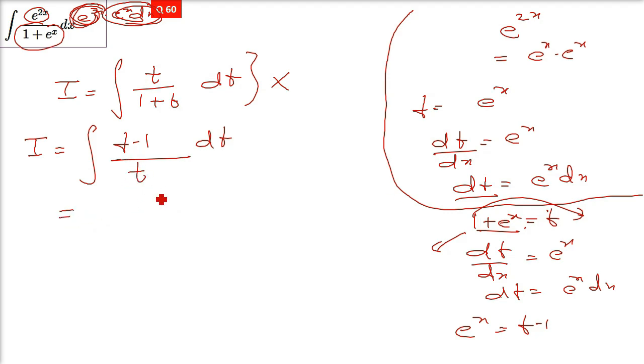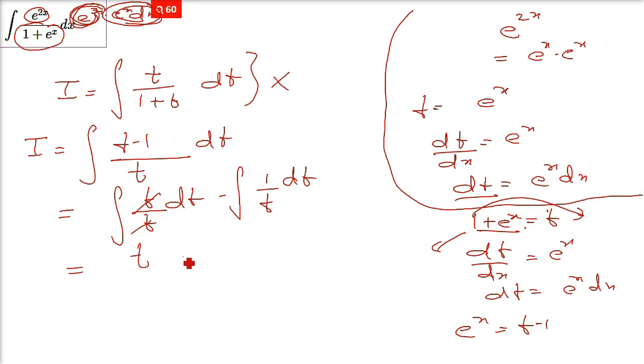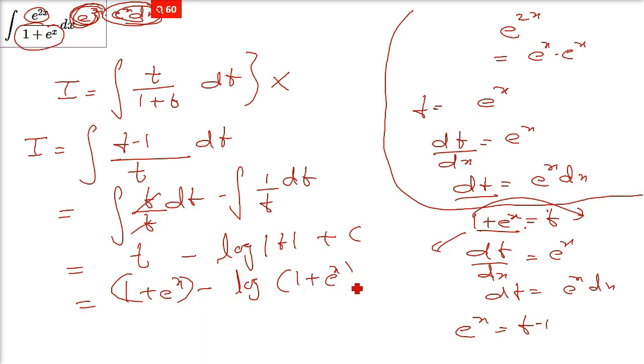And the integration of these two terms will be quite easier. t by t dt minus 1 by t dt. t by t cancels out, you will get a dt. Integration of dt is going to be t minus log of modulus t plus constant of integration. And t was taken as 1 plus e^x. Please remember, we dropped the idea of taking e^x equals t. t equals 1 plus e^x. So 1 plus e^x minus log modulus of this t, which I am writing as 1 plus e^x, plus constant of integration.